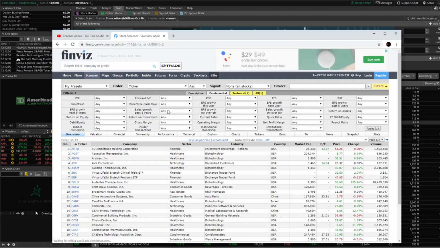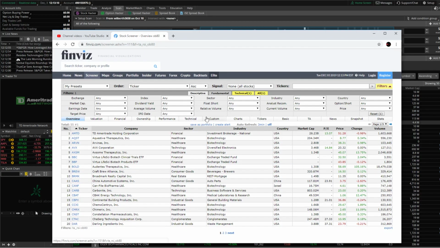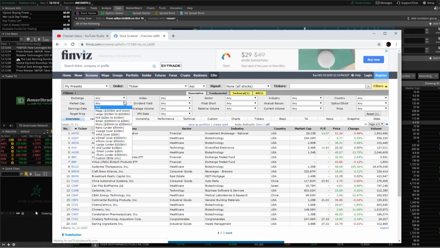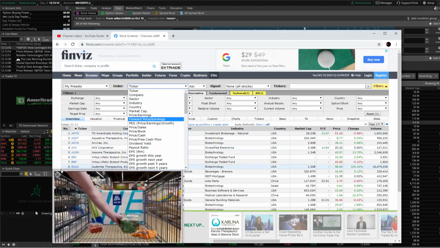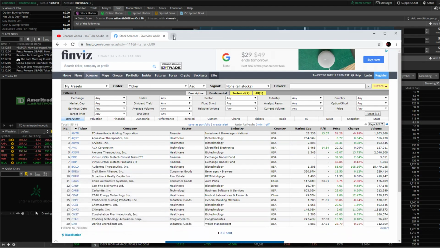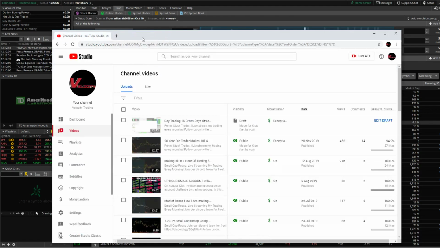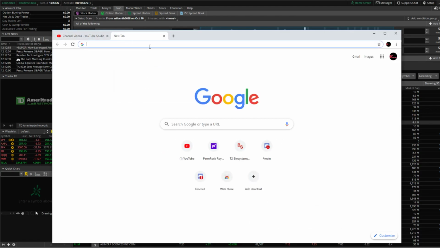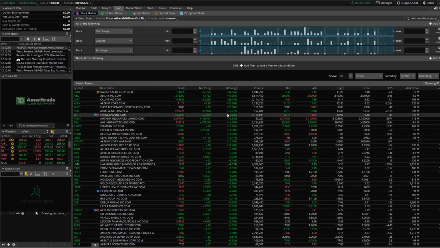You could go into the fundamental things. You could look for stocks that had good earnings. Tons of different things you could do here. You could sort it by market cap. You could do sectors. All right, I'm gonna get off the Finviz here. A lot of ads, but you guys see what I'm saying there. Finviz, good tool, great screener, and it's totally free. So those are some free day trading tools right there for you.